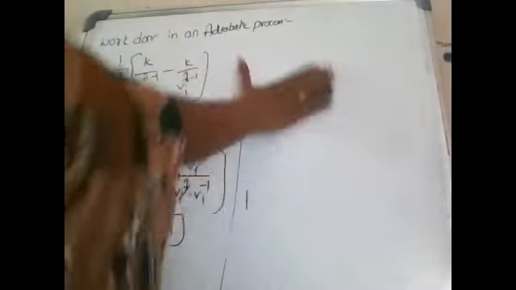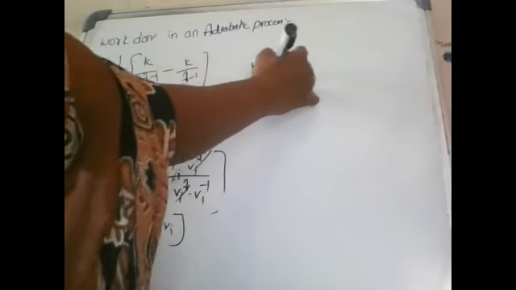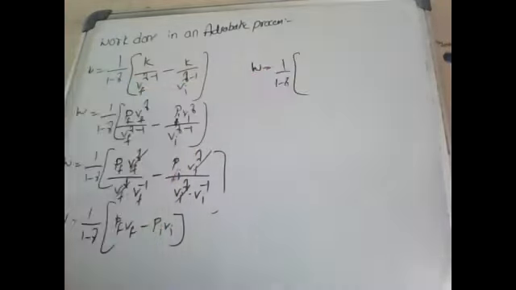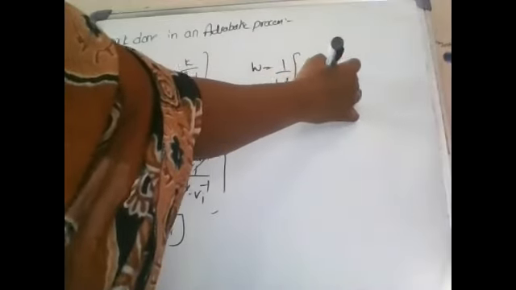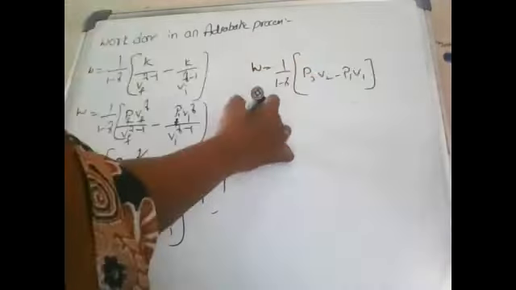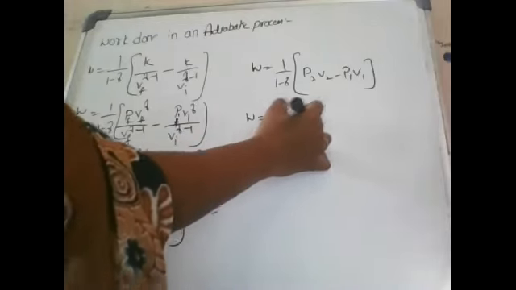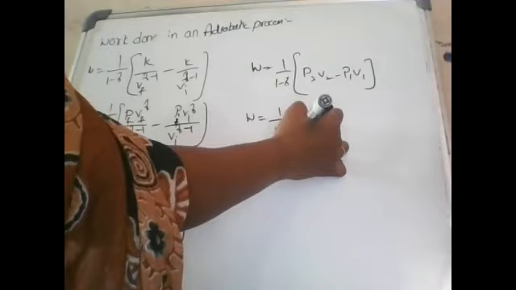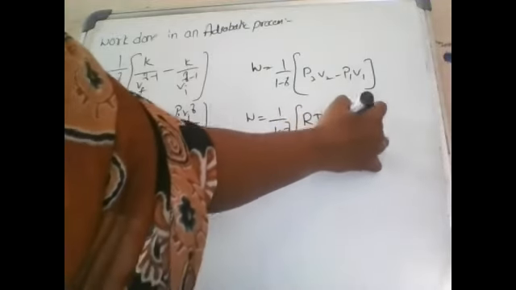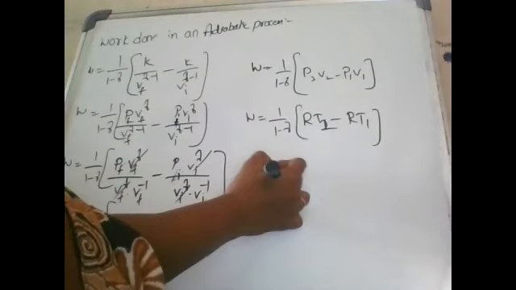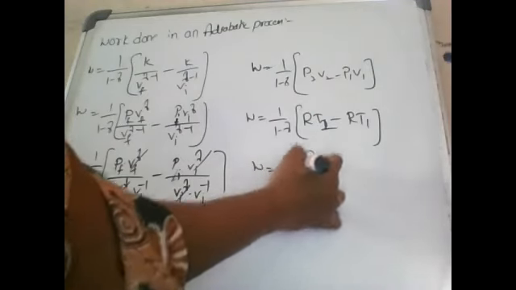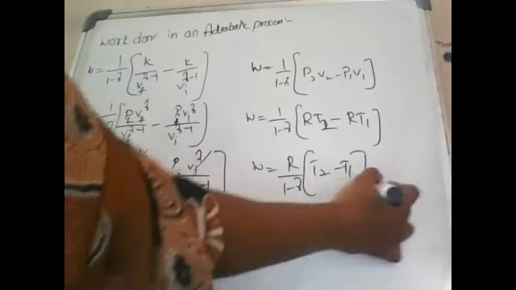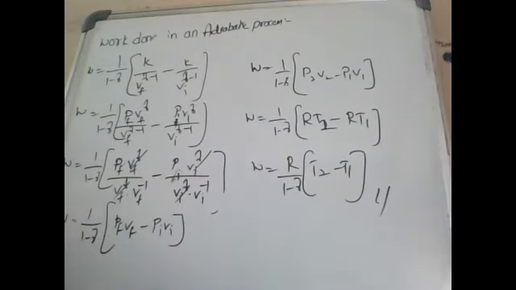So from this equation we can write W equal to 1 by 1 minus gamma into P2 V2 minus P1 V1. So PV equal to RT, then RT2 minus RT1. W equal to R common, R by 1 minus gamma into T2 minus T1. So this is the work done in adiabatic process.